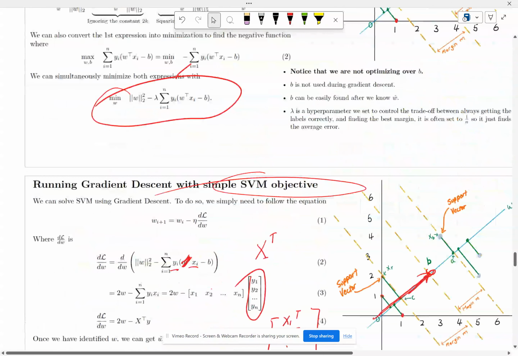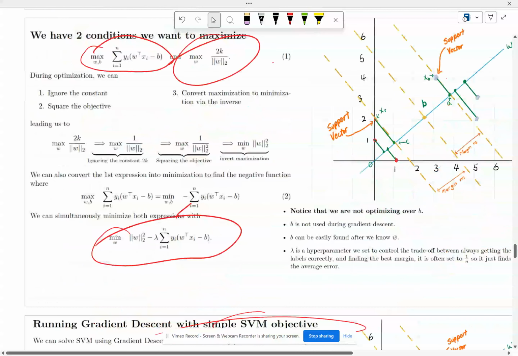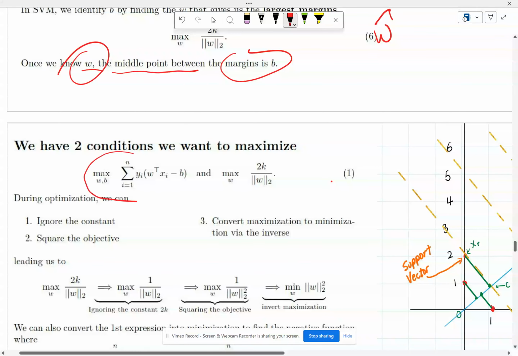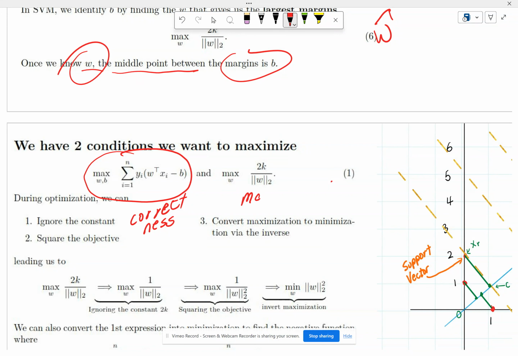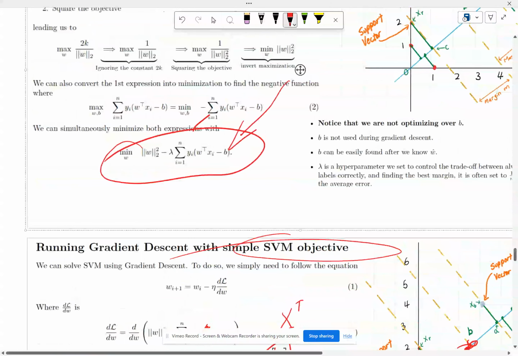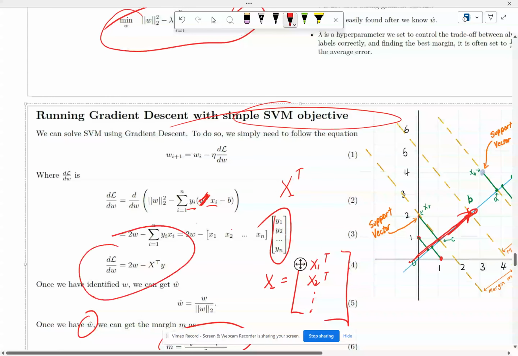Quick recap. We did a lot of geometry, and the whole point of these geometry manipulations is to come up with a way to measure correctness versus margin. And with SVM, we want to get the correct labeling and we want to maximize the margin. And once we do that, we came up with this objective. And this objective is pretty easy to solve because the gradient is easy. Okay.